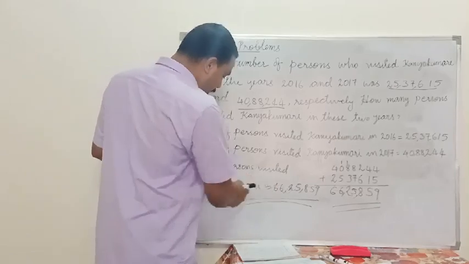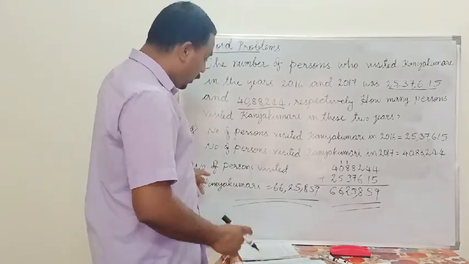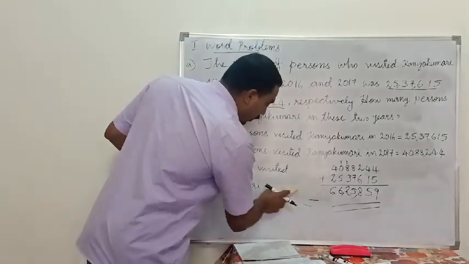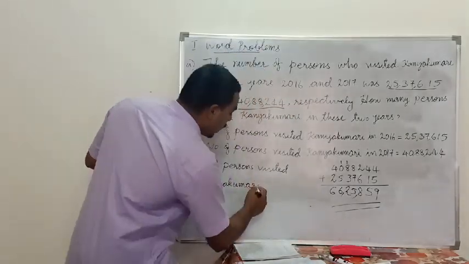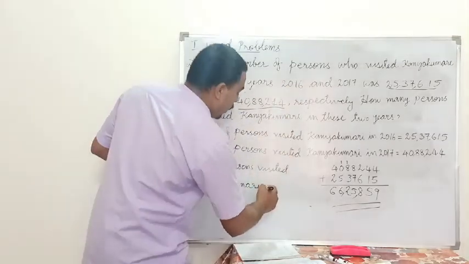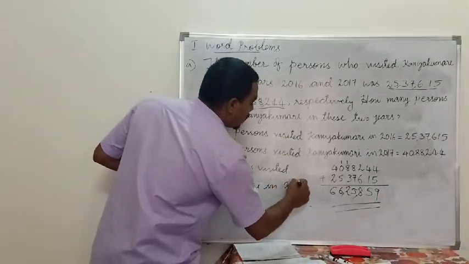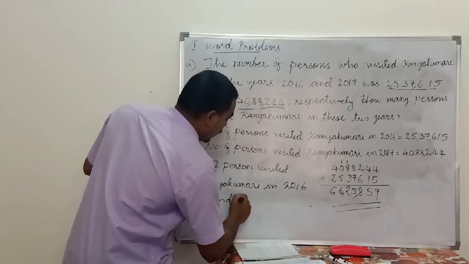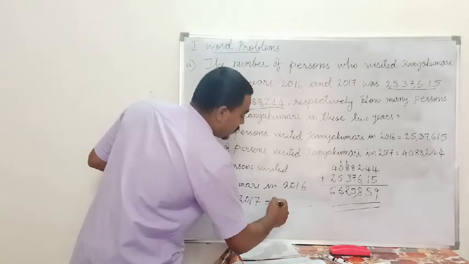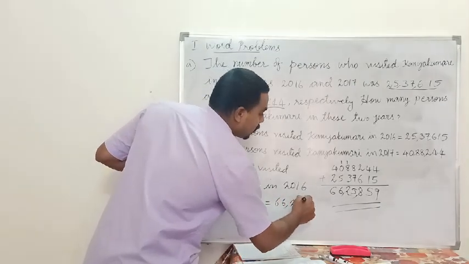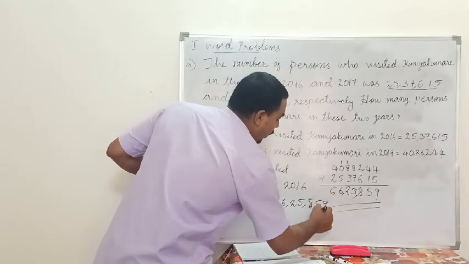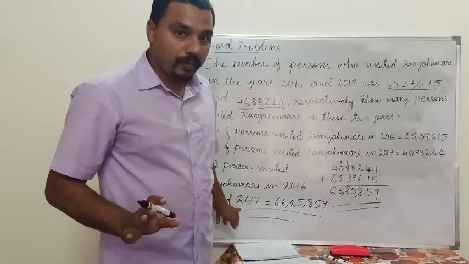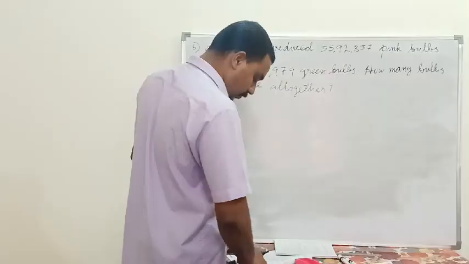Number of persons visited Kanyakumari in the year of, okay, in the year of. So we need to write the years also here. So what you have to do? Write the years also. Number of persons visited Kanyakumari in 2016 and 2017 is equal to 66 lakh 25,859. Okay, we have to include the years also. Clear? So moving to the next question.